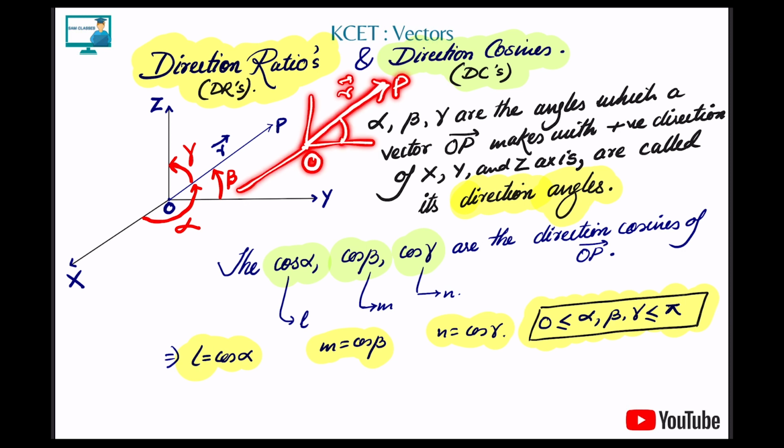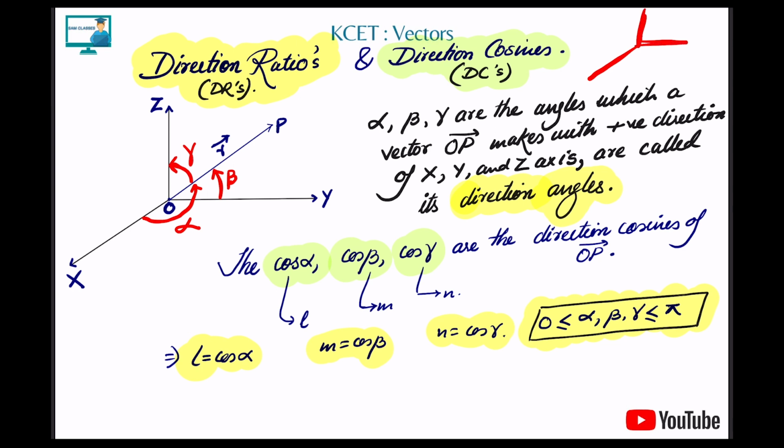Now it is making some angles with the positive x-axis, the positive y-axis, and the positive z-axis. Let's say with the positive x-axis it makes the angle alpha, with the y-axis beta, and with the z-axis gamma.